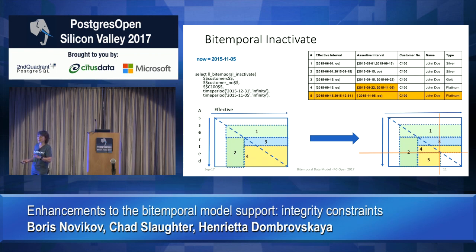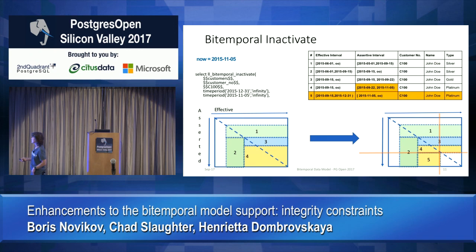Now bitemporal inactivation. You can kind of figure out, because update and correction go hand in hand, bitemporal inactivation and bitemporal deletion also go hand in hand. So again, meta doesn't disappear. Today is November 5th. Now we are saying, okay, this customer won't be our customer after the end of the year. So what we want to do now is end date his effective period. That was our previous record. We asserted platinum forever.